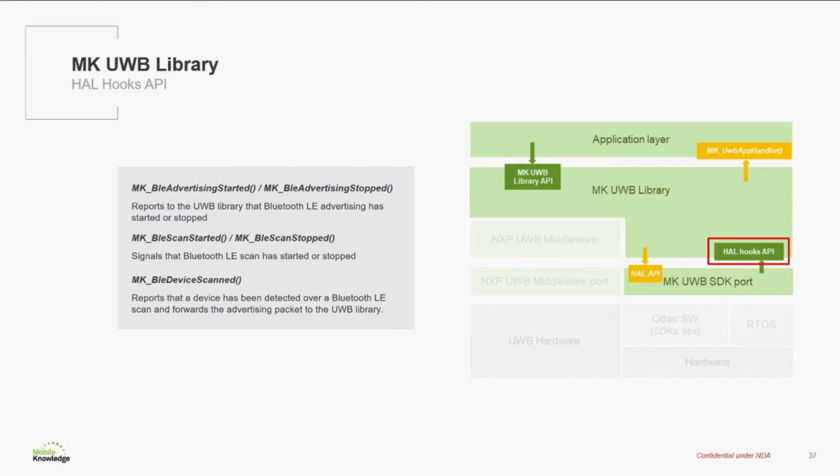The last group of APIs are called by the port to report some events that need to be handled by the ultra-wideband library. For example, to report that BLE advertising has stopped or started, or that BLE scan has stopped or started. Also, the library port must report devices detected in a BLE scan and forward the data in the advertising packet to the library.